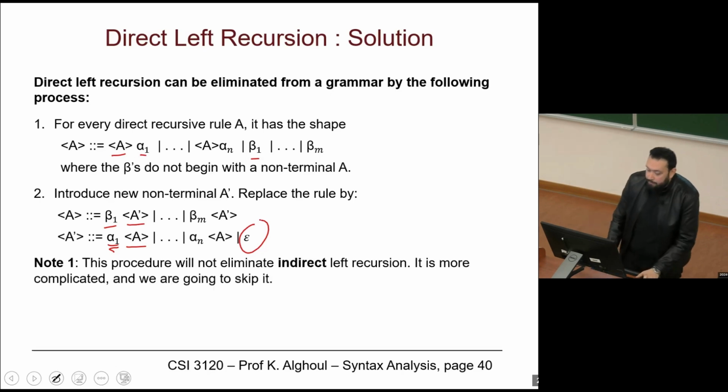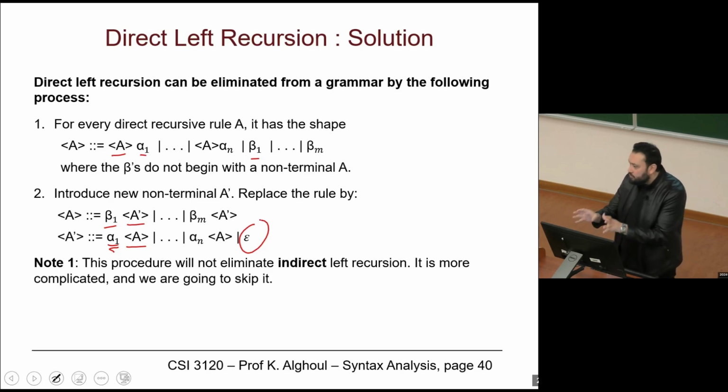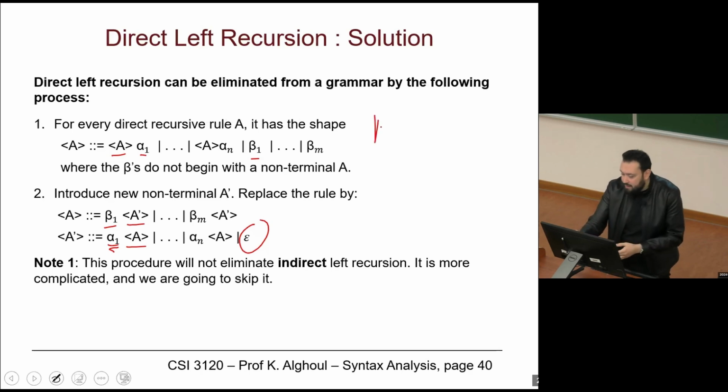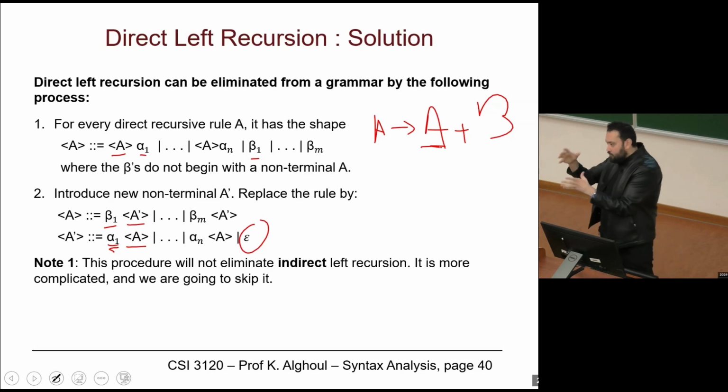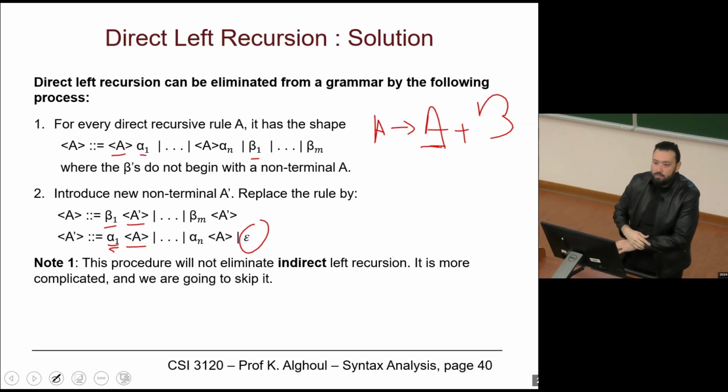So this procedure will not eliminate indirect recursion. We don't care about indirect left recursion. Now let's focus on just the direct left recursion. What do you mean by direct left recursion? It's very obvious that we have a left recursion. It's called direct left recursion. That means I'm going to get stuck here. Indirect is, for example, I have B plus C and B is then A, so it's indirect. It's more complicated. We're not going to focus on it.